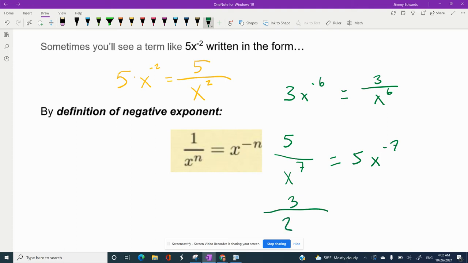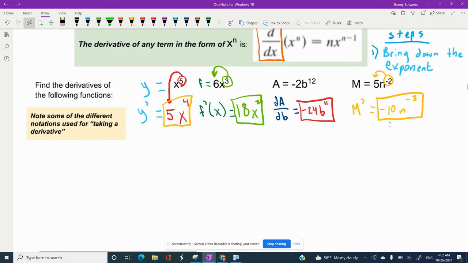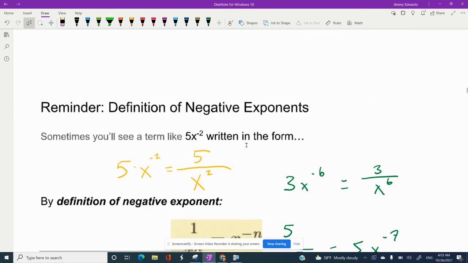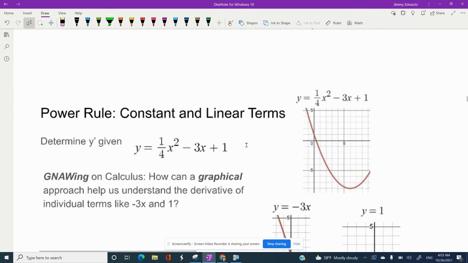Also, 3 all over 2x to the 5th power is equal to 3 halves times x to the negative 5th power. This is important for you to understand, because sometimes in IB style problems, you'll see the fraction form of a monomial, but the power rule does not work with quotients or fractions. So you'll have to rewrite it into this negative exponent form so that you can do this amazing quick formula, the power rule. So if it's in fraction form, you have to convert it to negative exponent form first before you do the power rule. All right, so that's a reminder about negative exponents.